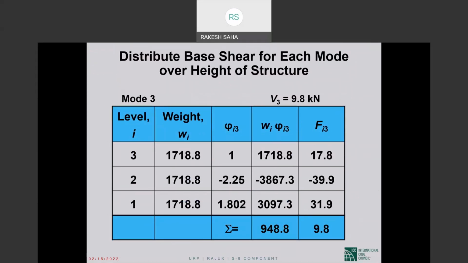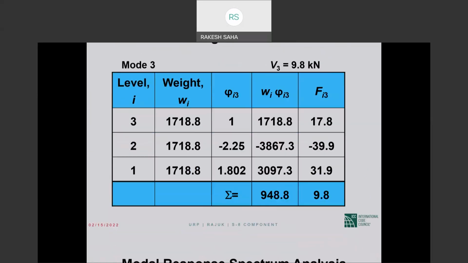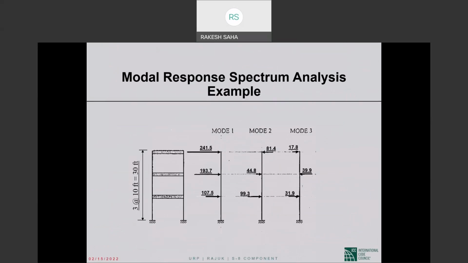The third mode base shear distributed along the height of the structure according to the third mode shape gives us those forces at the three floor levels. There are now two zero crossings. We go from positive to negative back to positive. And the sum of the three is the 9.8 kilonewtons of modal base shear. Okay. So this is, more or less to scale, what we have established.